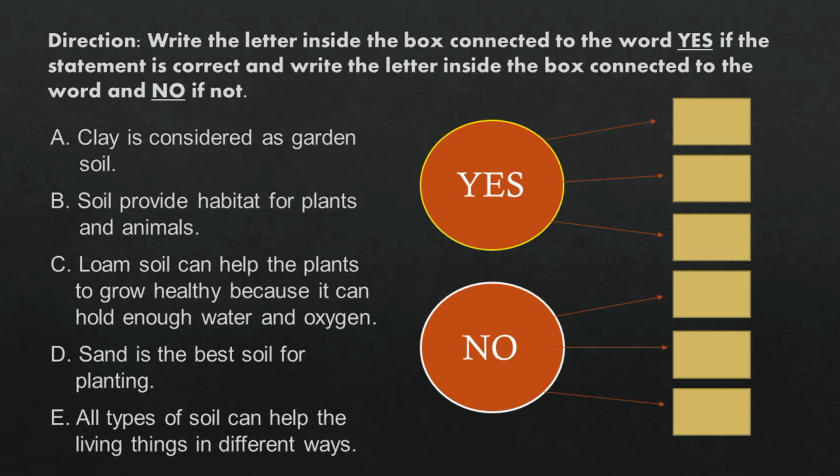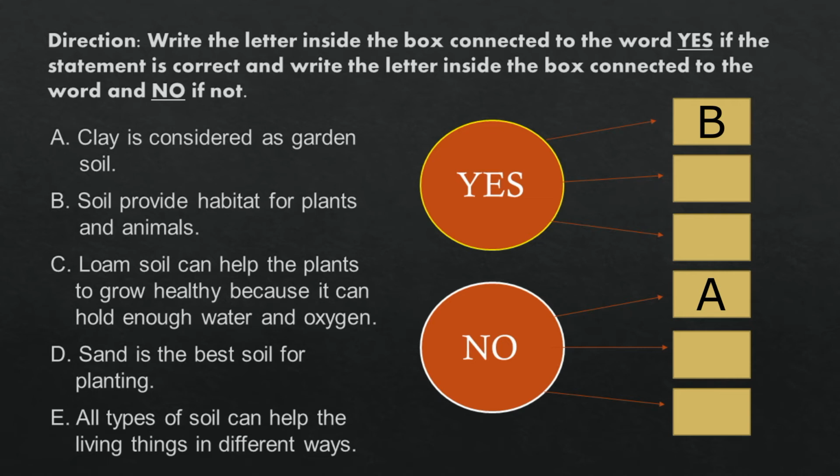Okay, let's start. Letter A. Clay is considered as garden soil. No. Letter B. Soil provide habitat for plants and animals. Yes.